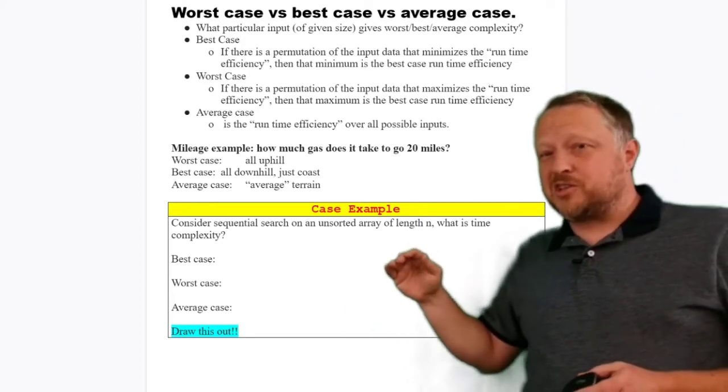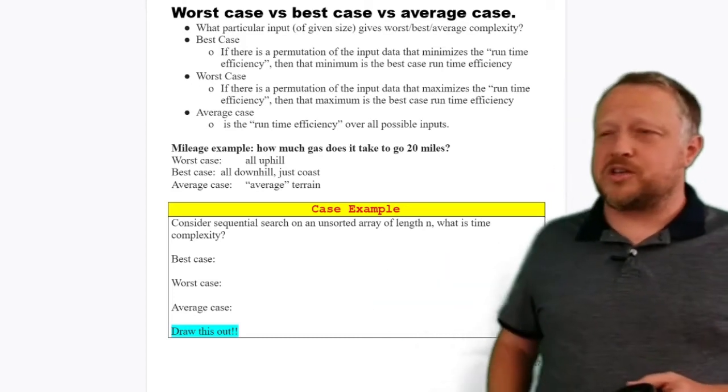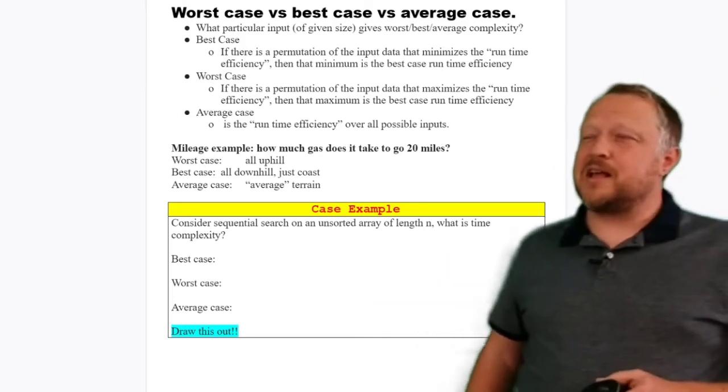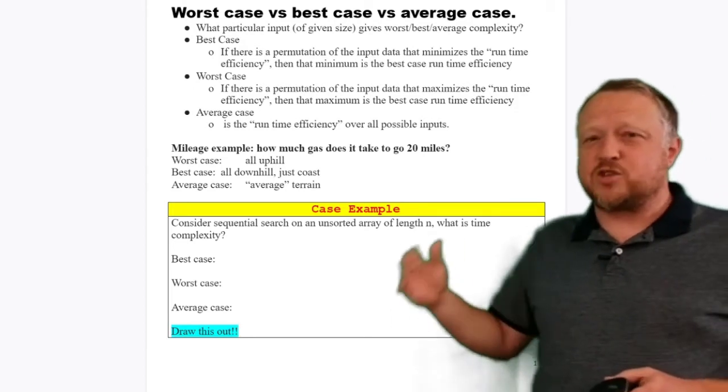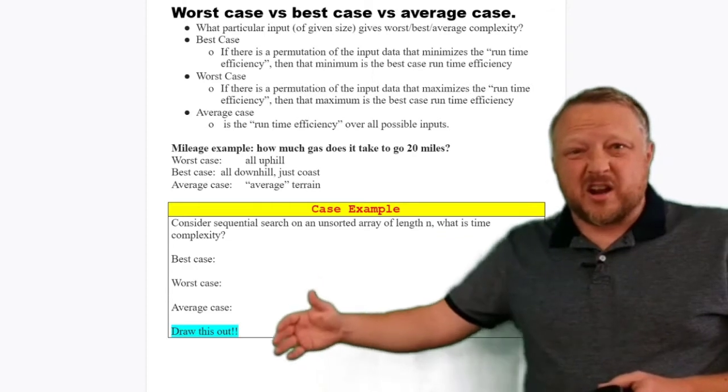Now, I'm going to skip. Notice the average case I put last. I did that for a reason. What's the worst case? The worst case is that it's going to be the very last one, so it's going to be N, because it's at the very end.